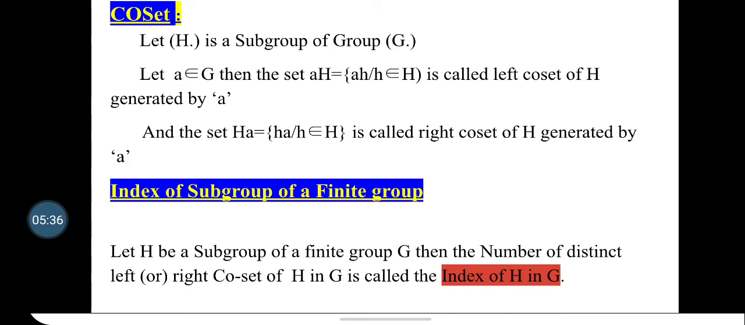And the next one is the index of a subgroup of a finite group. Let H be a subgroup of a finite group G, then the number of distinct left or right cosets of H in G is called the index of H in G. To understand these two definitions in detail, let us consider one example.